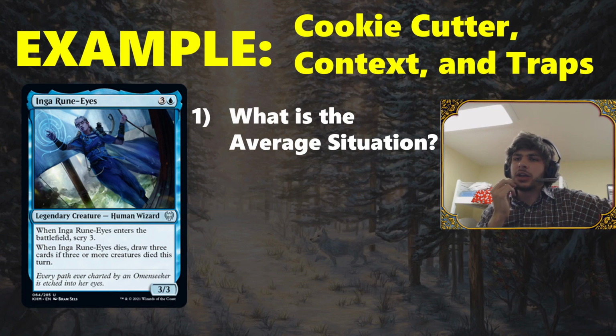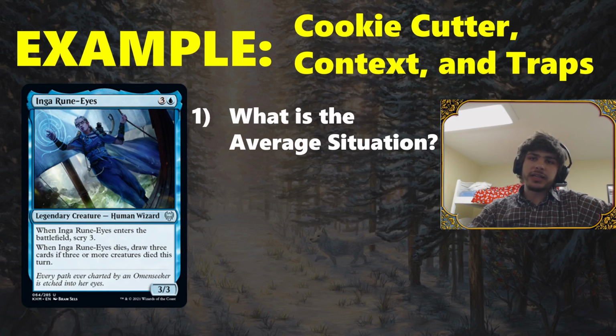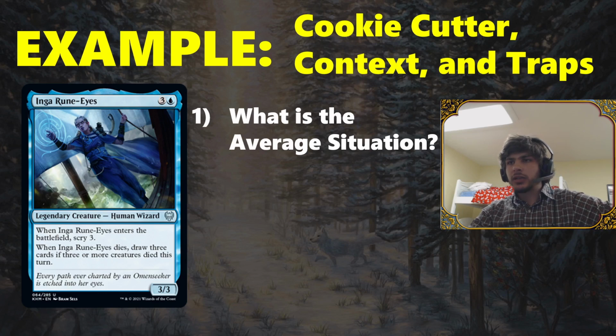So not really going to be a high priority if the average situation is low, which I guess is going to be a little bit more format dependent and archetype dependent. So maybe Inga's only good in your green decks that have some fight spells or things like that. That you'll have to keep in mind.